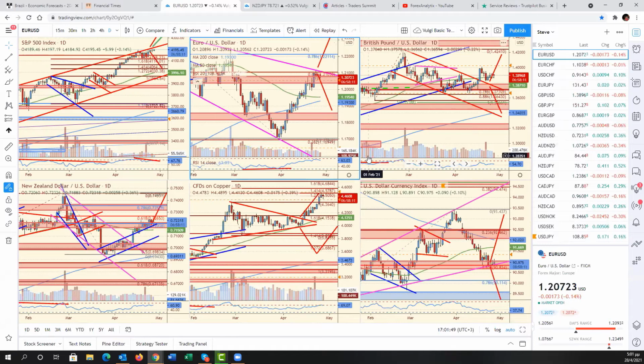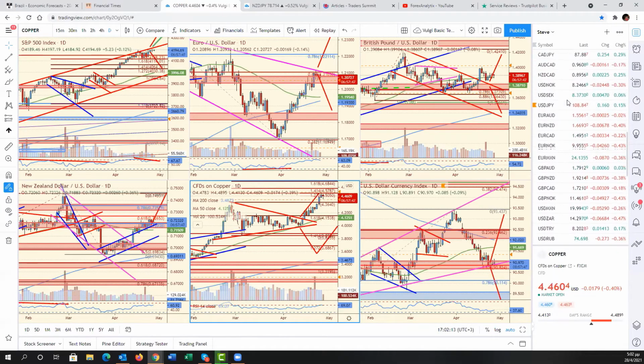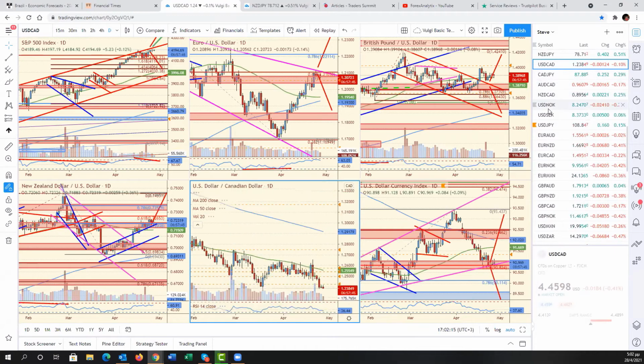But if the Fed doesn't give us anything different, I think the market is going to feel relieved and ready to continue the prior moves. So I would expect that the S&P can break higher. In that case, the DXY would be breaking through this confluence of supports at 90.80. The euro is going to be breaking higher. The Aussie and the Kiwi are going to be continuing higher. The USD CAD and the USD NOK are going to be continuing lower.